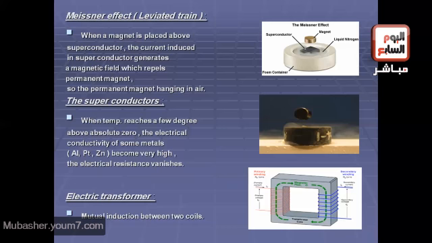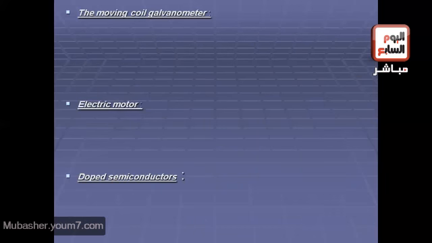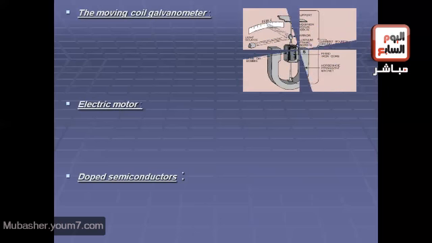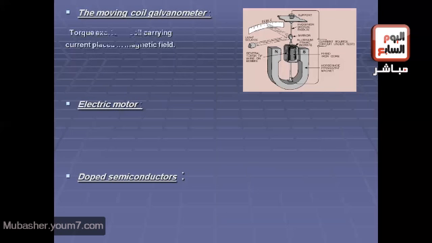Okay, another question: the moving coil galvanometer. The moving coil galvanometer, this is its shape in front of you. It depends on the torque exerted on a coil carrying current placed in a magnetic field.